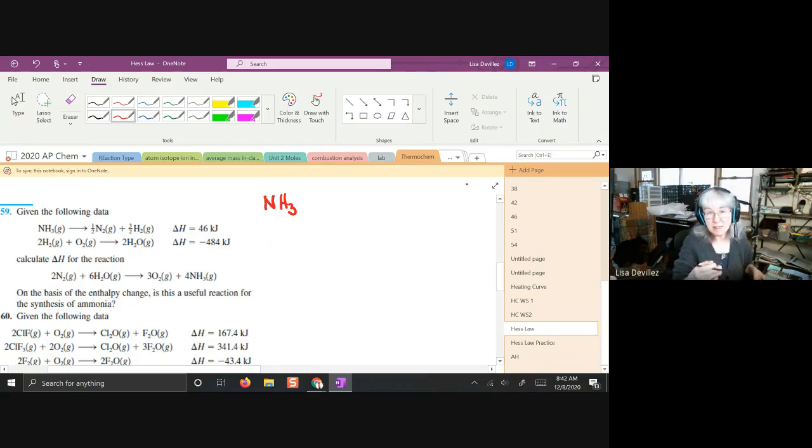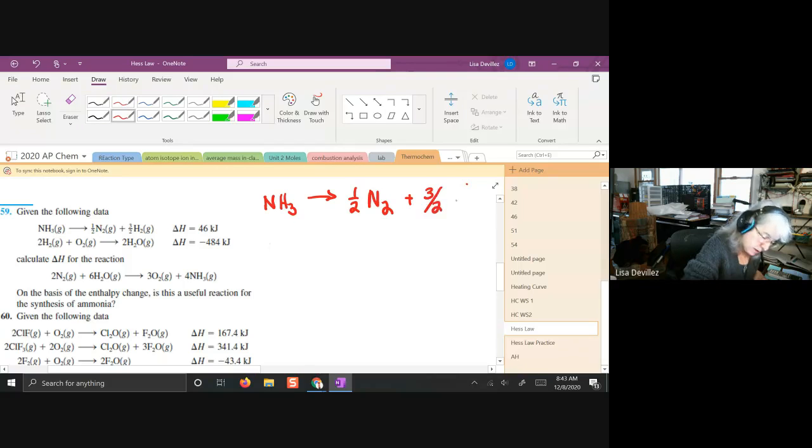So I'm not gonna copy the states, but if you have one equation where you have water as a liquid and another where you have water as a gas, those don't cancel each other. So when I say they're the exact same thing, the formula has to be the same and they have to be in the same state also. But here, I don't have that issue.